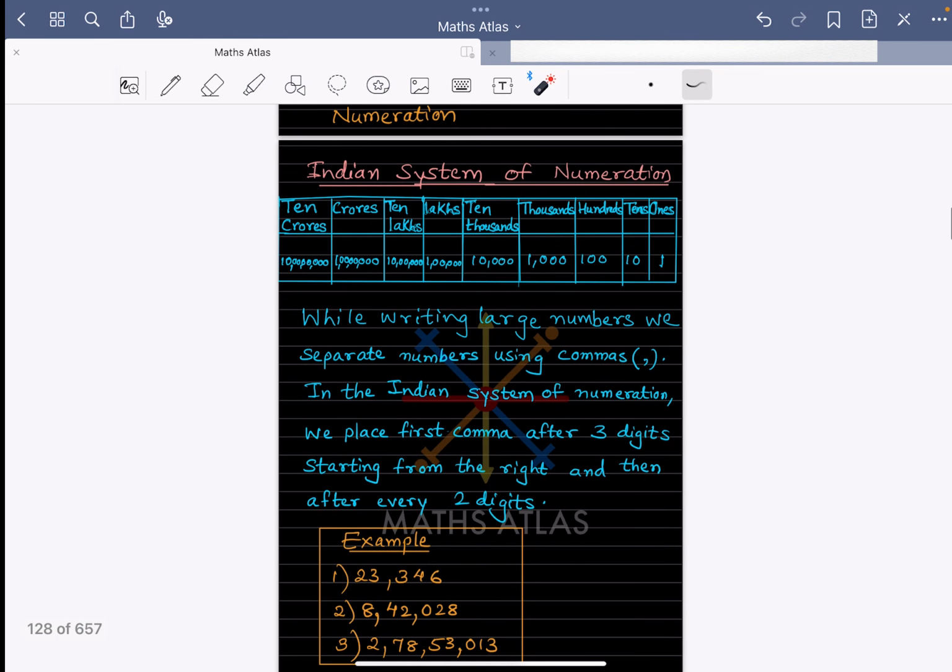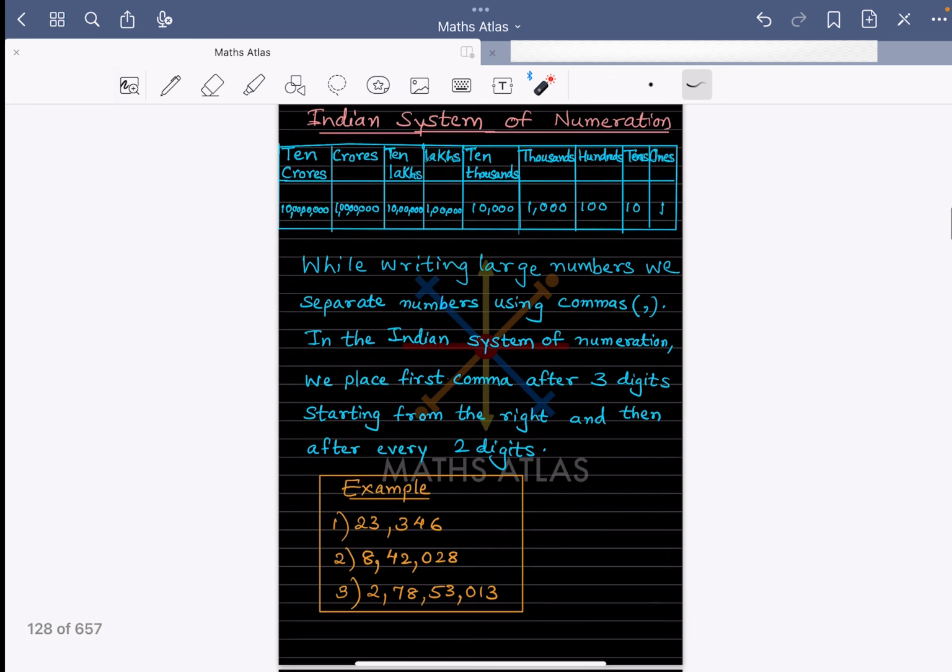One more thing: the numbers are written from right to left, and the commas should also be placed from right to left. The first comma is after 3 digits, and then after every 2 digits there will be a comma. First after 3, then after 2. Let us see an example for this.